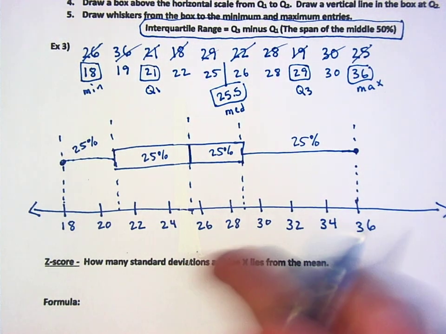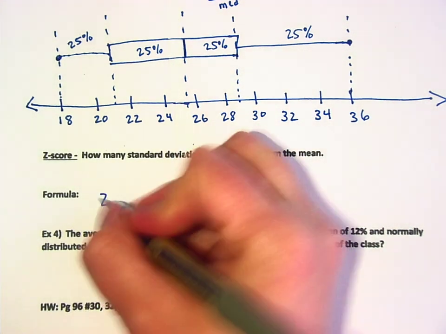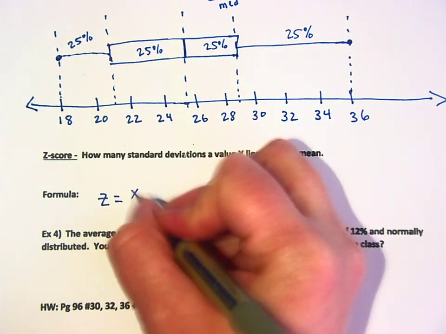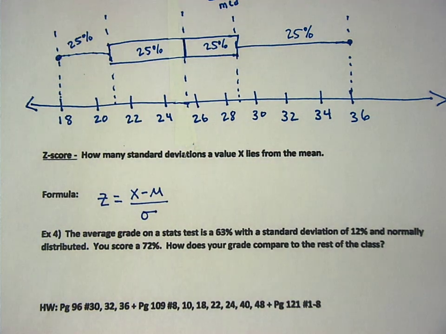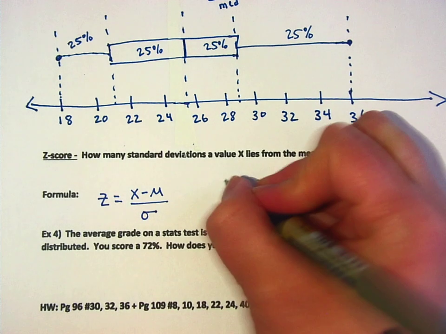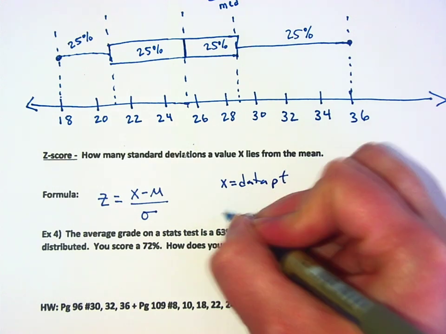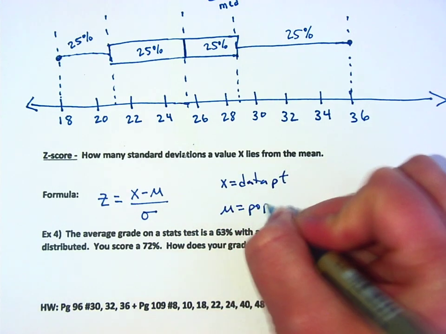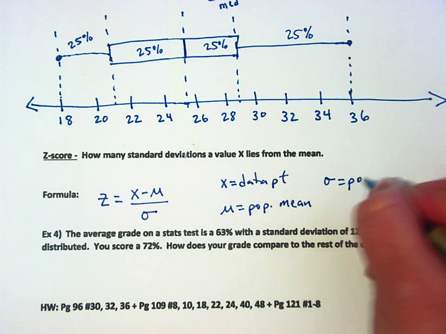All right, z-scores are how many standard deviations a value x lies from the mean. And the formula is? X minus mu over sigma. We're going to do it a lot. X is your data point. Mu is your population mean. Sigma is your population standard deviation.